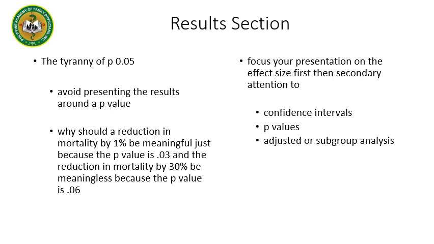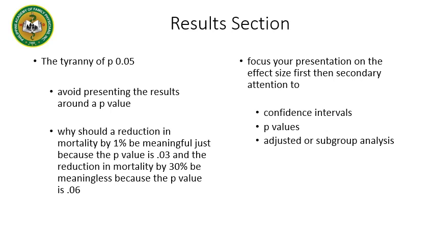For example, why would a 1% improvement in health be more significant just because the p-value is 0.03? While another intervention shows that there is a 30% reduction in mortality, and you're going to reject this 30% just because the p-value is 0.06. Again, you need to balance. Avoid the tyranny of the P.